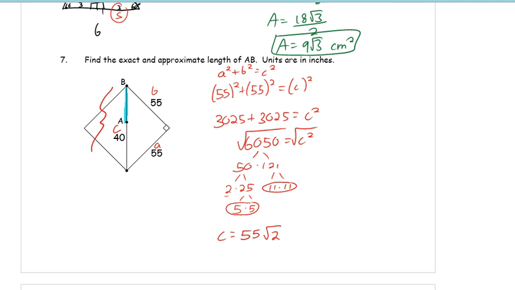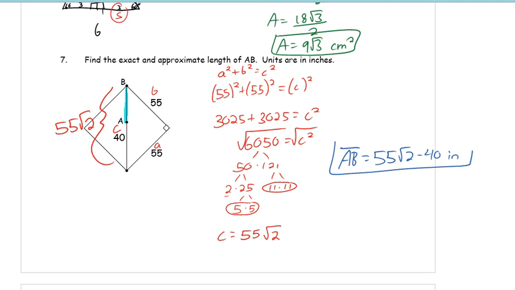Let's see if I can draw this. 55 radical 2. And now, if that's the entire length, to get rid of that 40, you guys would just say, oh, let's just subtract it. So the length of AB is going to be equal to 55 radical 2, take away 40 inches. And that's exactly how you'd write it. You can't combine them, so you just leave them just like that.